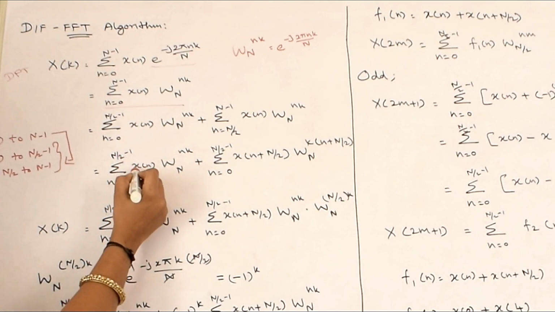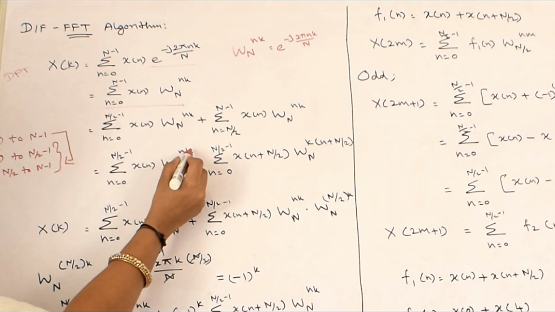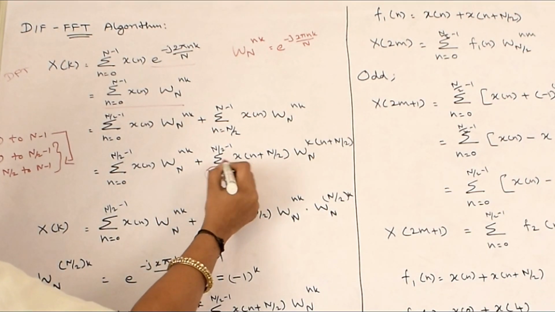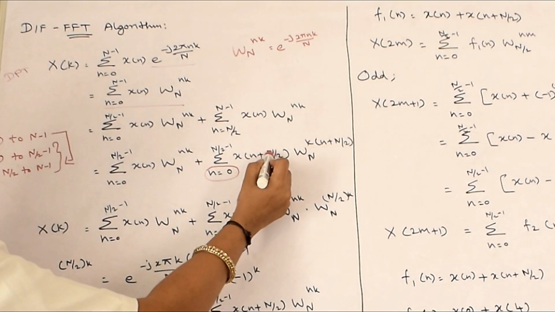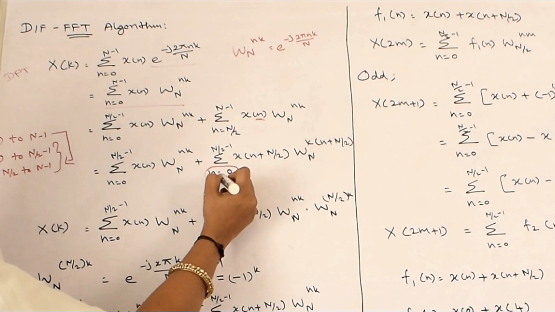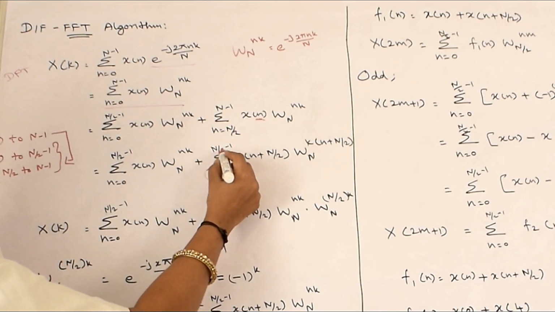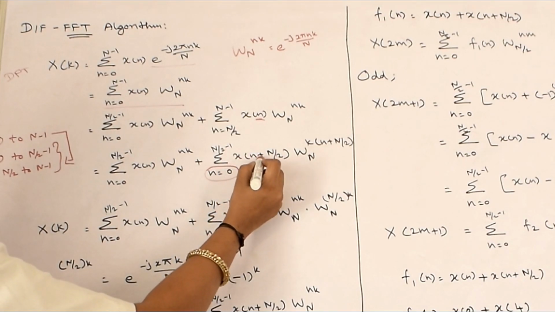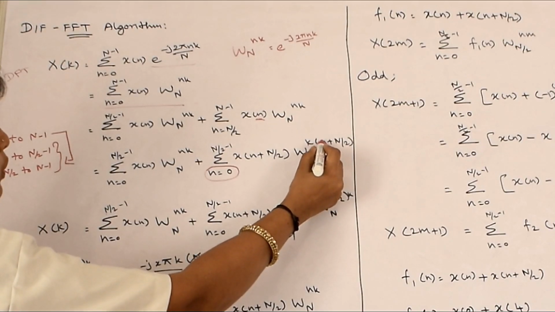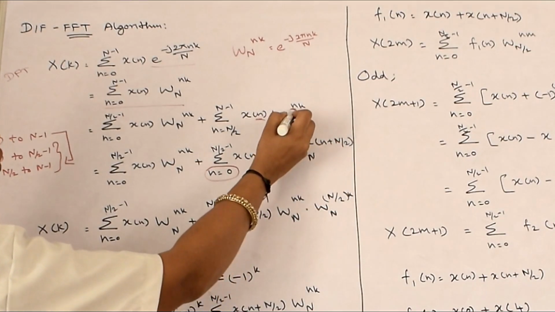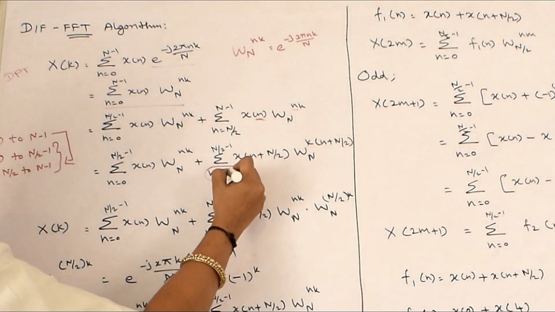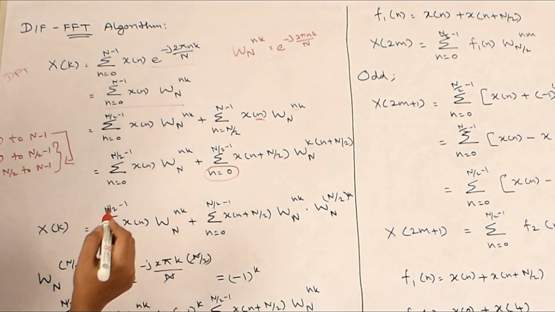Okay. So in the next expression I am rewriting this as summation n equal to 0 to N by 2 minus 1 x of n W_N power nk plus summation n equal to 0 to N by 2 minus 1 x of n plus N by 2 W_N power k into n plus N by 2. Here I am considering n plus N by 2 instead of n, so I am changing the limit also. Instead of n, I am substituting n plus N by 2. So the limit will vary from 0 to N by 2 minus 1. Okay.